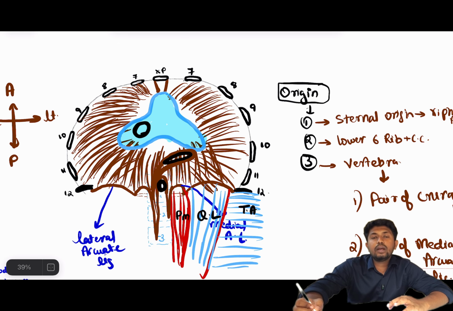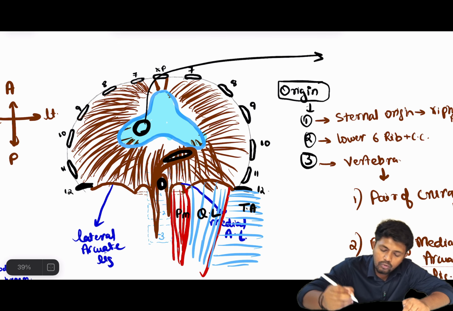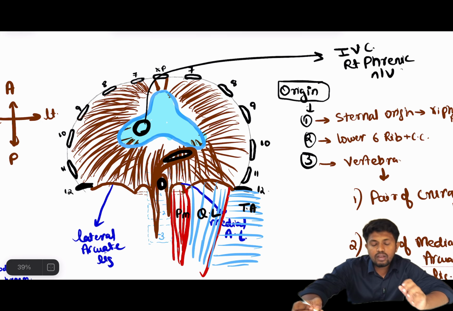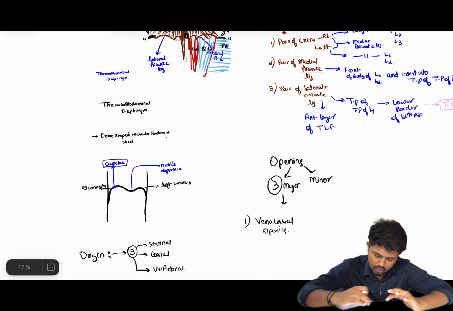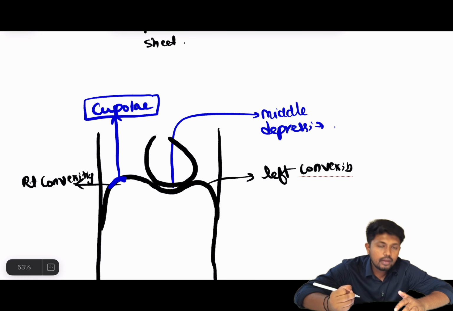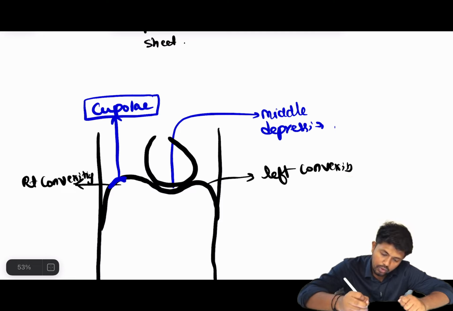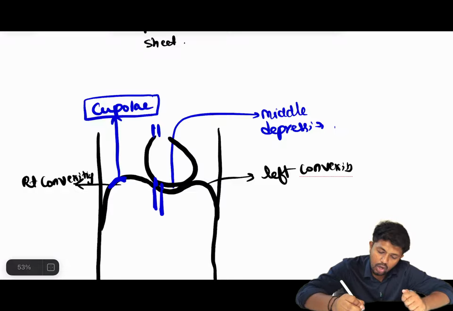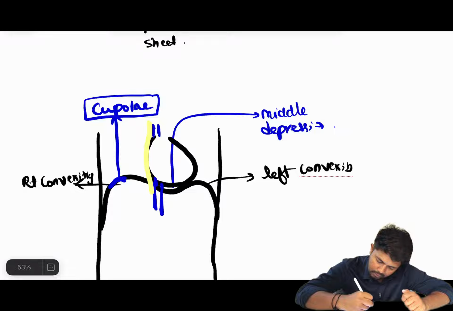So what are the structures that come through the vena cava opening? Through the vena cava opening, the inferior vena cava plus the right phrenic nerve will pass, the inferior vena cava and the right phrenic nerve. In the median depressed part is where the heart and the fibrous pericardium will be present. So from here the IVC will pass through the diaphragm into the abdomen. And along with it the right phrenic nerve will enter through this.